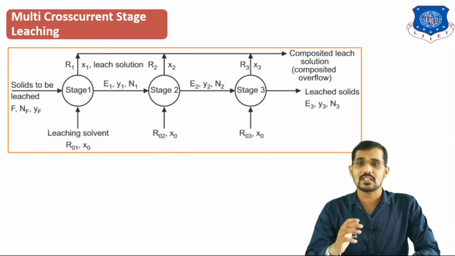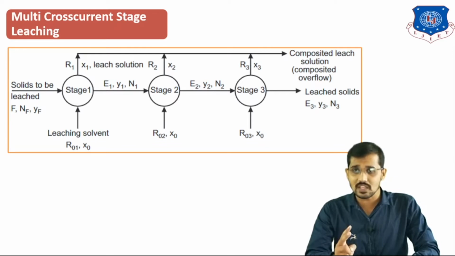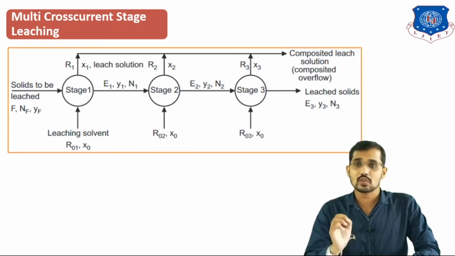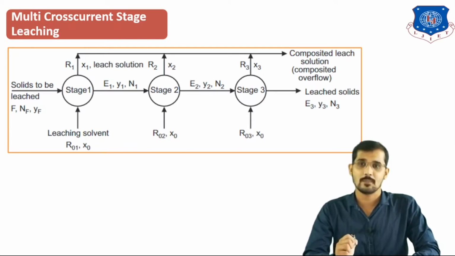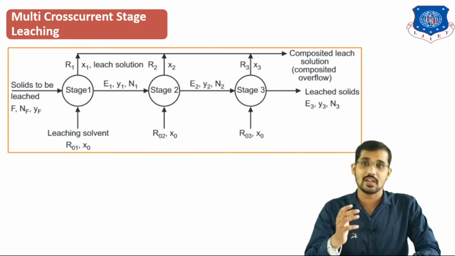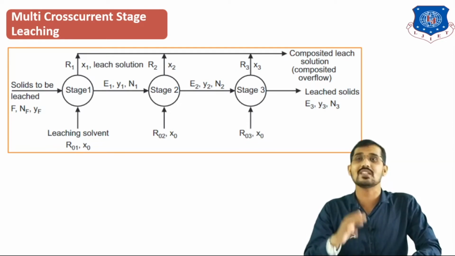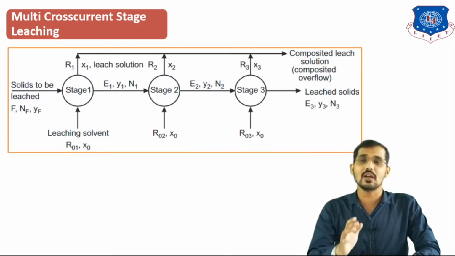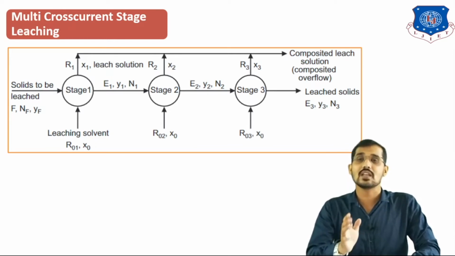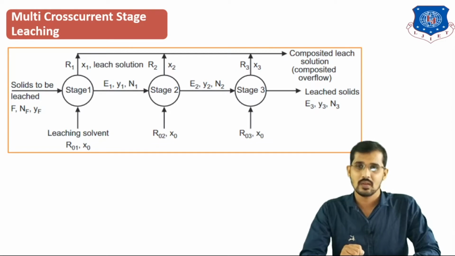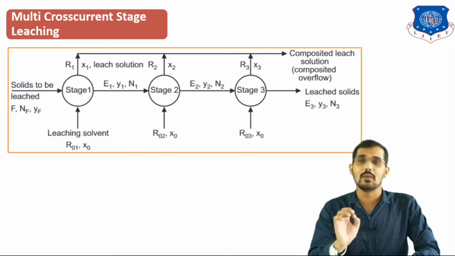In simple language, I can say here we are using two feed streams. The first one is solid to be leached for the first stage and the second one is leaching solvent. But the solid to be leached is the fresh feed that we are using only for the first stage. For the second stage, we are using the underflow stream of the previous stage. Similarly, we are using the underflow stream of the second stage as the feed for the third stage. So this is about the multi-stage leaching.